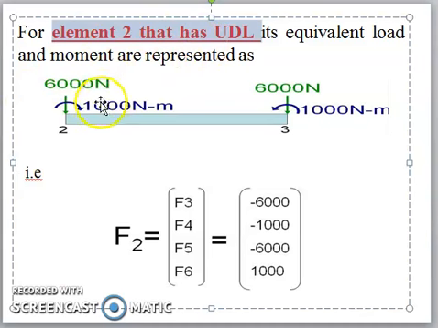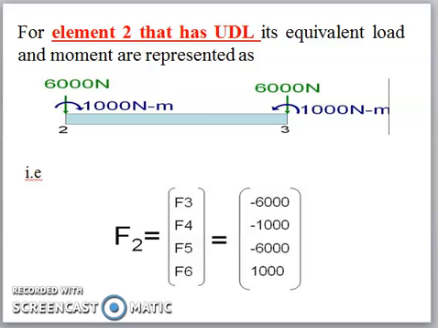So we know the values: PL by 2, PL square by 12, PL by 2, and PL square by 12. So F2, F3, F4, F5, F6 is 6000, minus 6000, minus 10,000, 6,000 plus 1,000. Because we have the formulas, I will write the values here also. Element 1 is over, element 2 is over. Now I can write the global load vector.